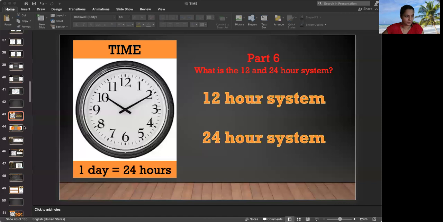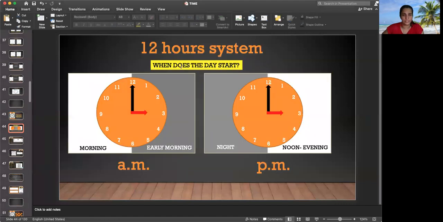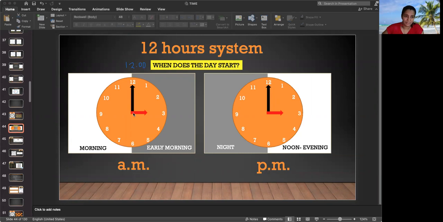Now over here you see the question, when does the day start? All of us know that the day begins at 12 midnight. At midnight, it's practically early morning. So it's 12 midnight, then it goes to 1 o'clock in the morning, 2 o'clock in the morning. That's when the day starts.